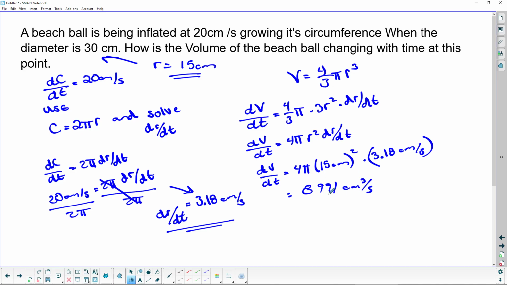per second. Now, you could probably just say 9,000, depending on how significant your measurements are, right? For doing two significant figures, you'd probably just round it to 9,000. Okay? So this is your dV/dt.